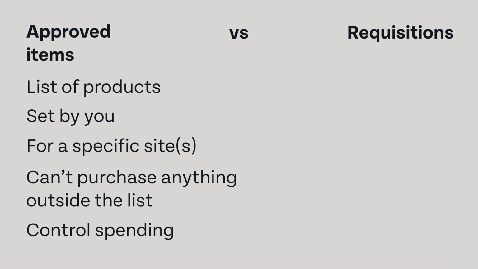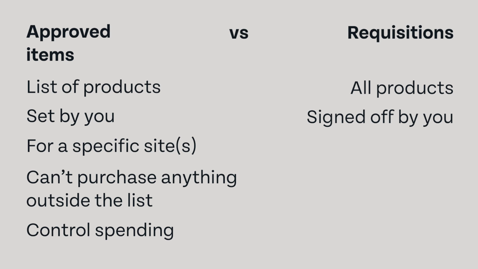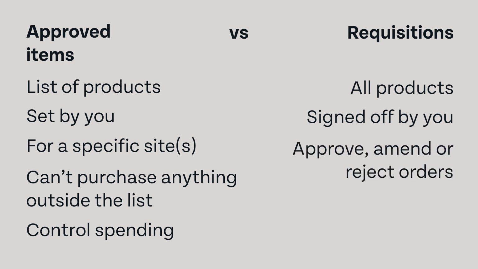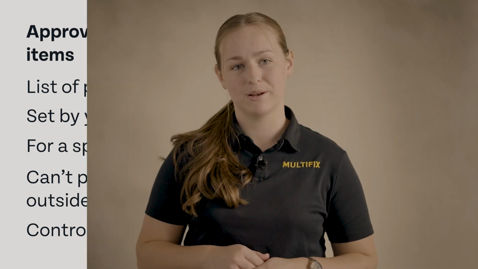Approved items versus requisitions. Requisitions allow your team to select from the complete range, but the order comes to you for a sign-off, and at this stage you can approve, amend or reject it. There's a separate video on requisitions which you can view on the link below.